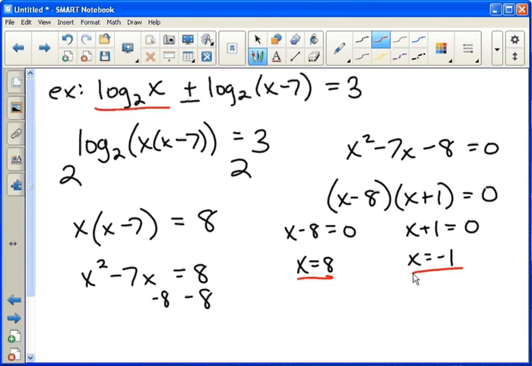Just one word of warning. If both of them work in the first one, you need to go ahead and check the second one also. Make sure it works in both of them. But if it doesn't work in the first one, it's not going to work, period, because it has to work in both. So for that matter, if you plug 8 in right here, that's also okay, because 8 minus 7 is 1. That's positive, that's no problem. So our final answer is just x equals 8.